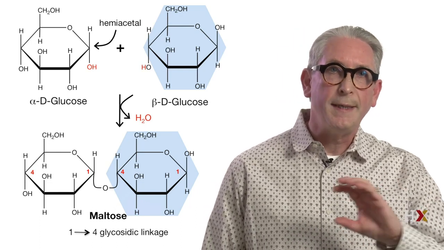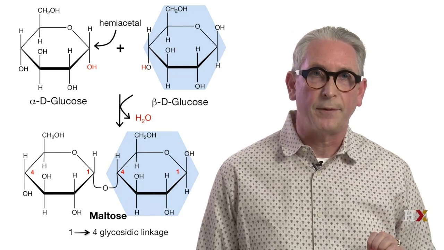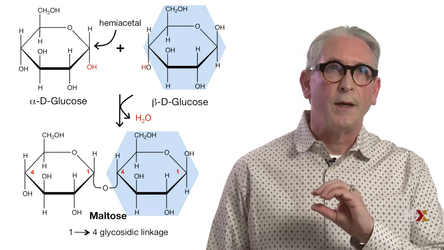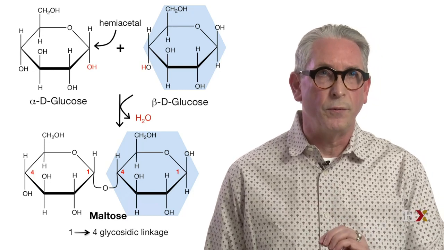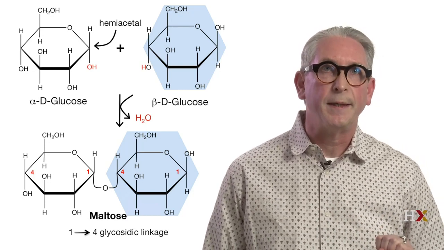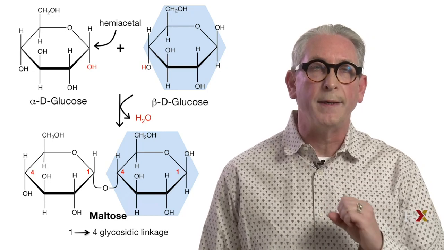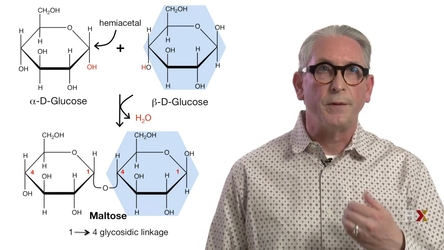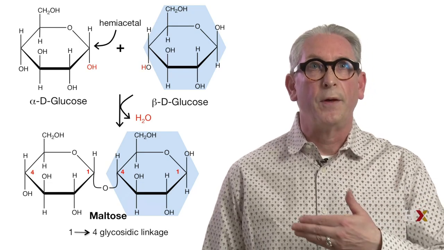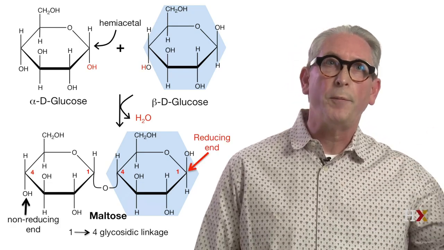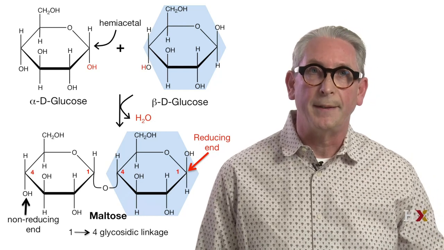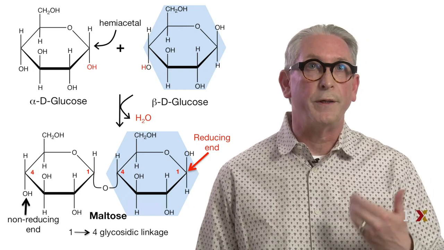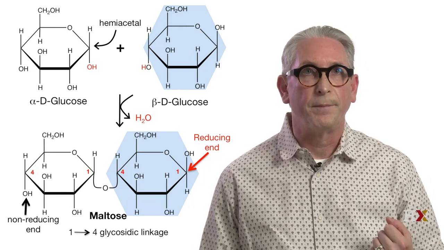If we look in detail at the structure of this disaccharide, we can see that we still have a reducing group that is carried by the carbon 1 of the beta-D-glucose unit. So this disaccharide will have a reducing end, and on the opposite side a non-reducing end. And for that reason, maltose is called a reducing disaccharide.